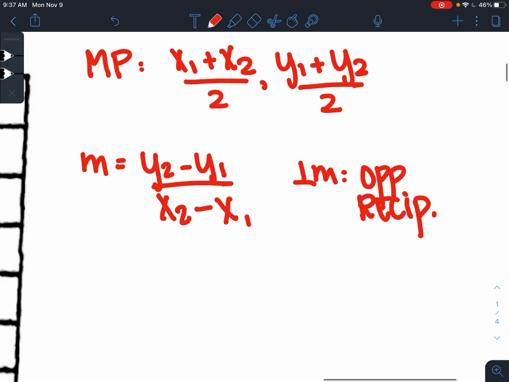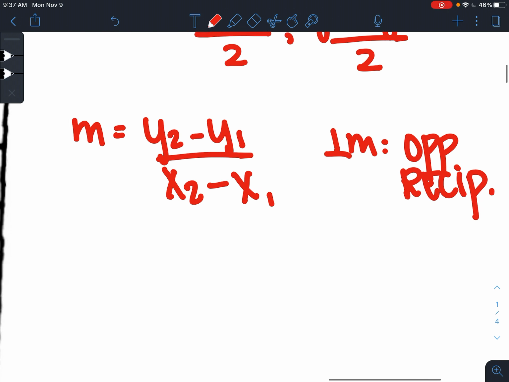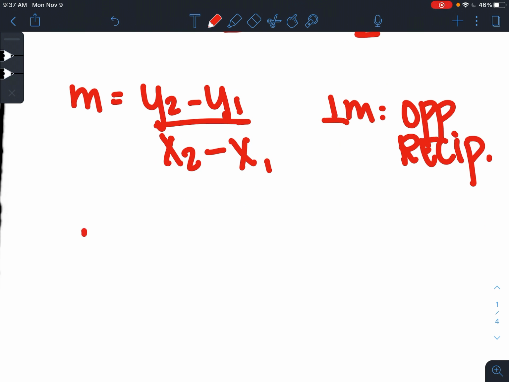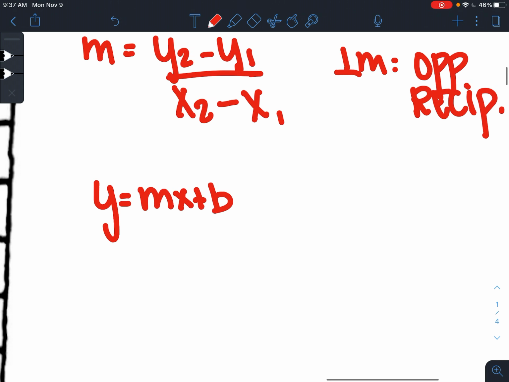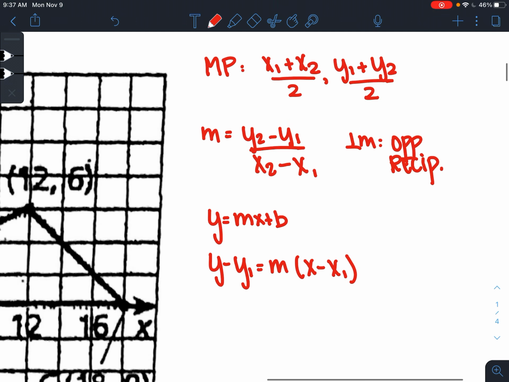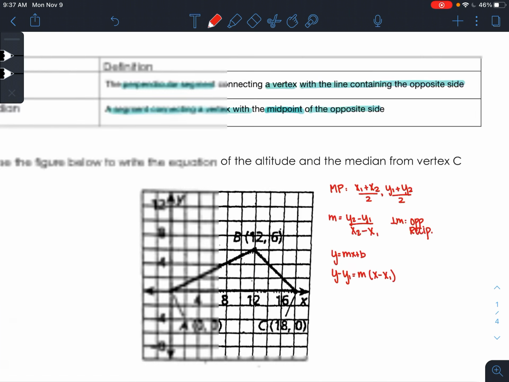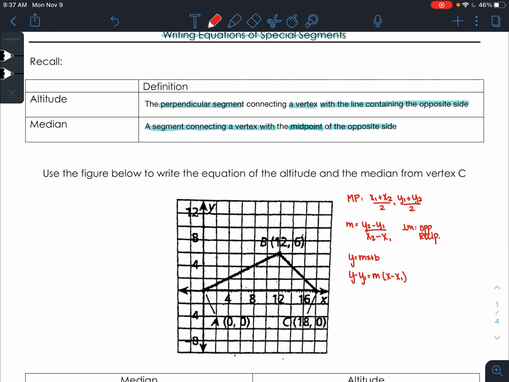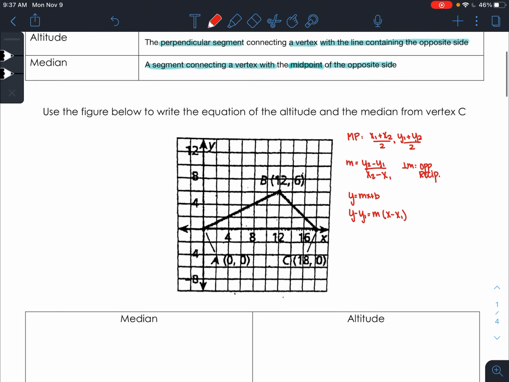We are going to be writing equations in slope-intercept form, so that's y equals mx plus b. But remember, I do it by plugging into point slope form, which is y minus y1 equals m times (x minus x1). These are the key formulas that we're going to be using, based off of the definitions and the segments that we're trying to find today.